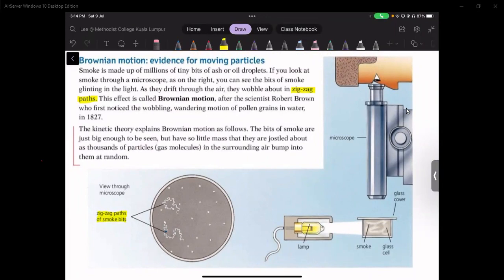If you don't have this setup, you can still see Brownian motion. If you take a very dusty pillow or a dusty soft toy or a dusty carpet, and then you wait for the sun to come in early in the day or evening, and then you whack it, you see the dust fly out. And if you stare at one or two particles, you will see that they change direction.